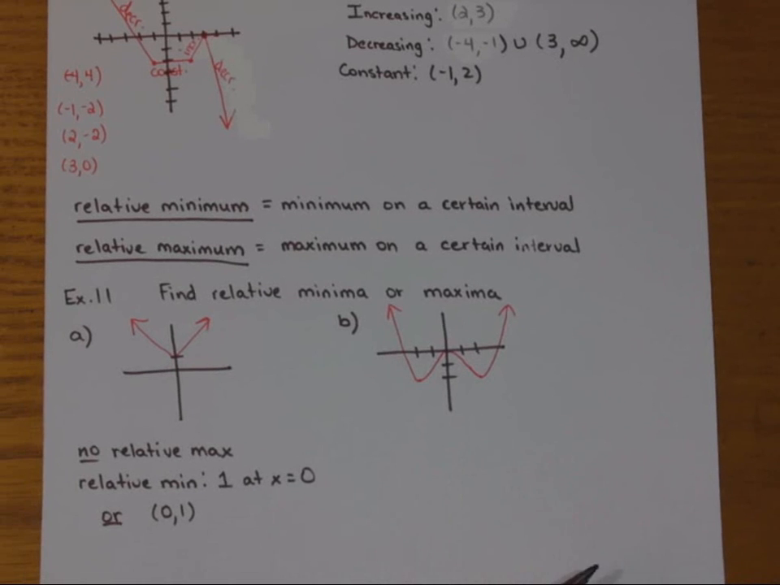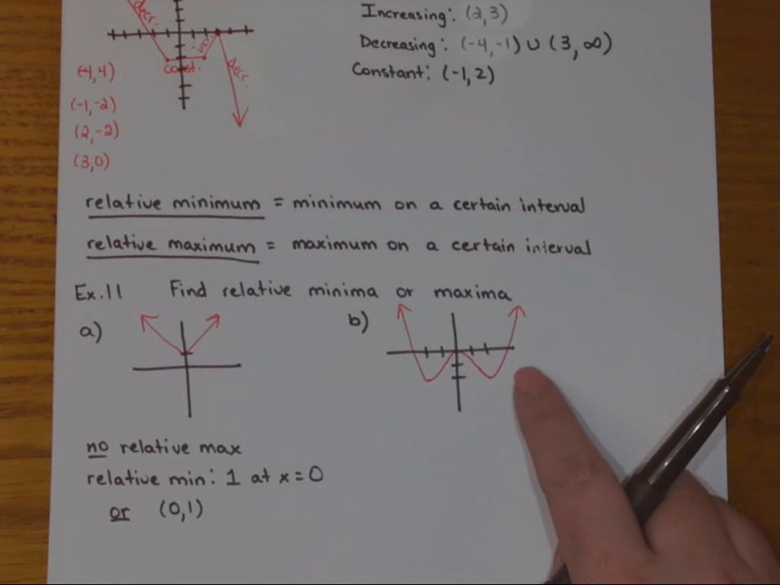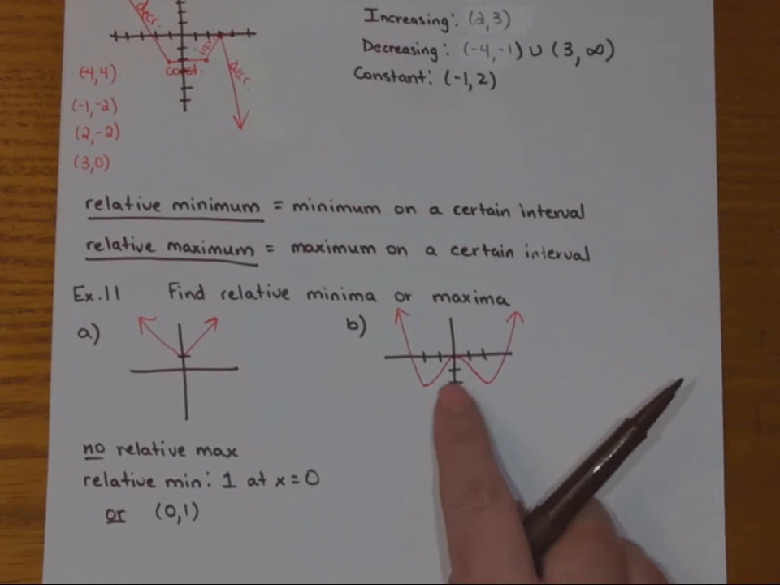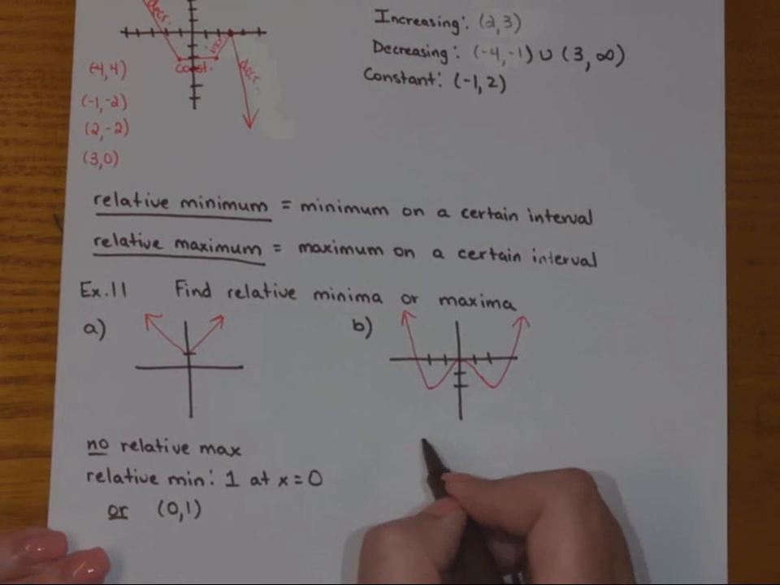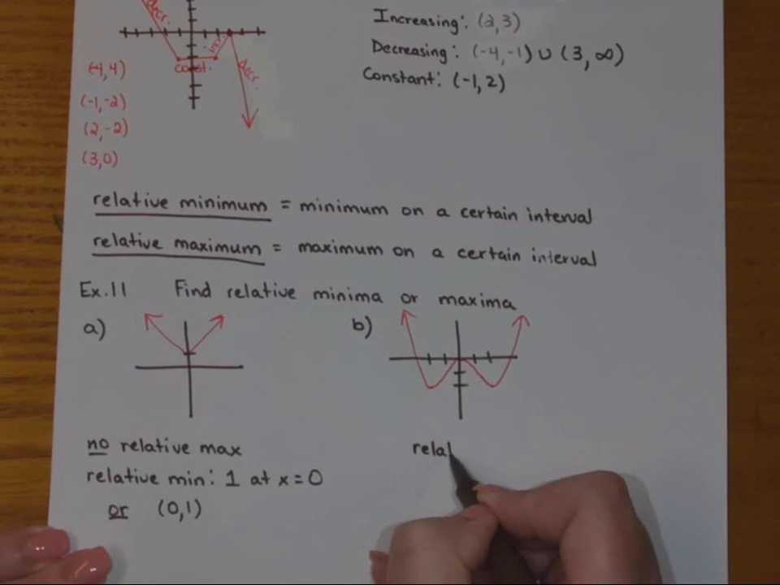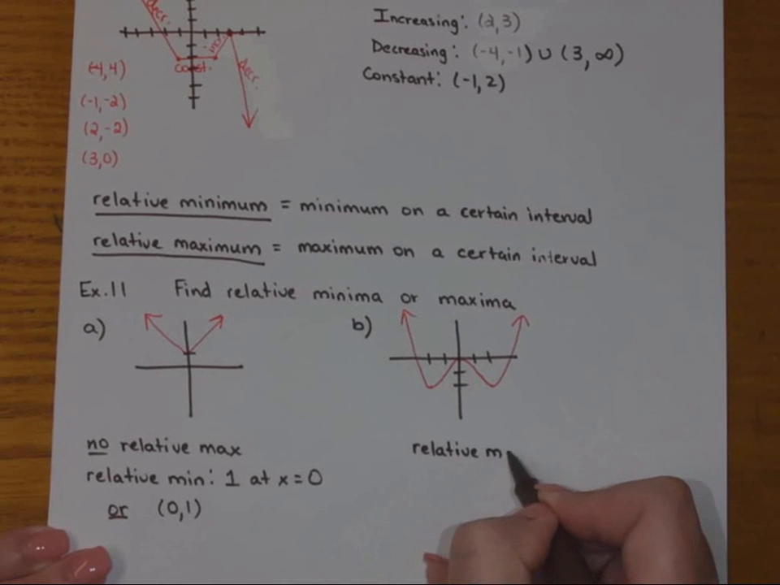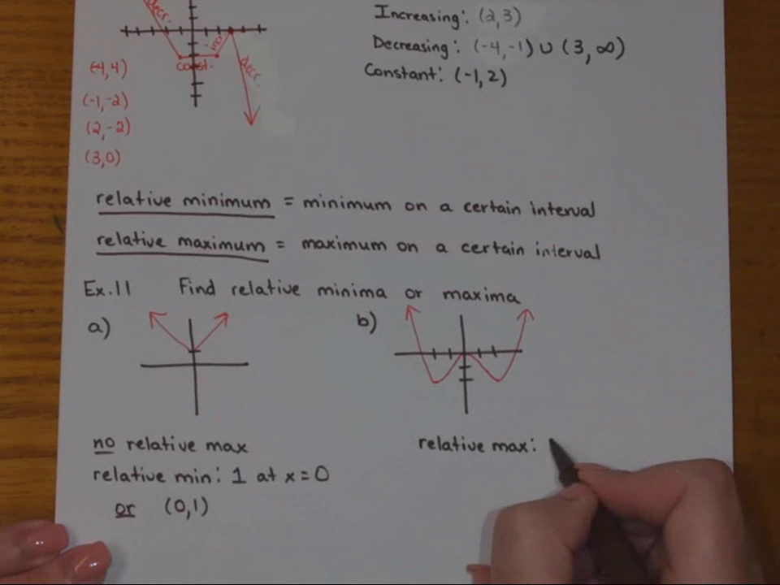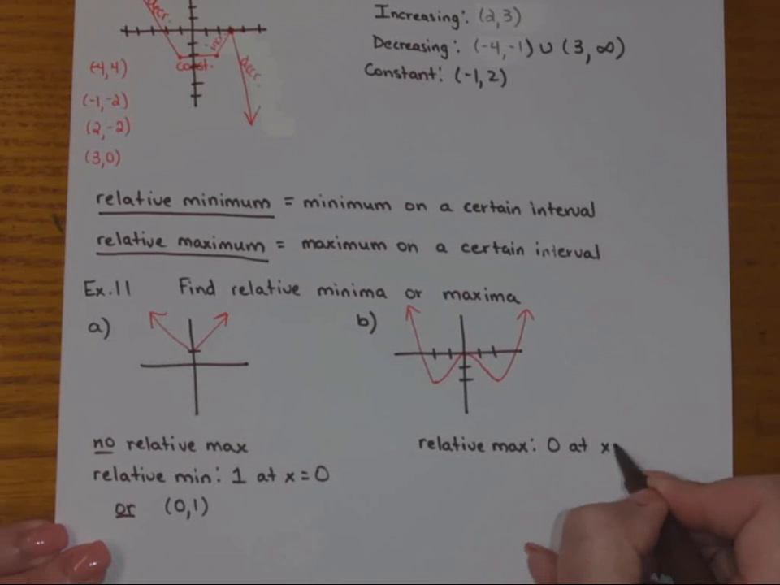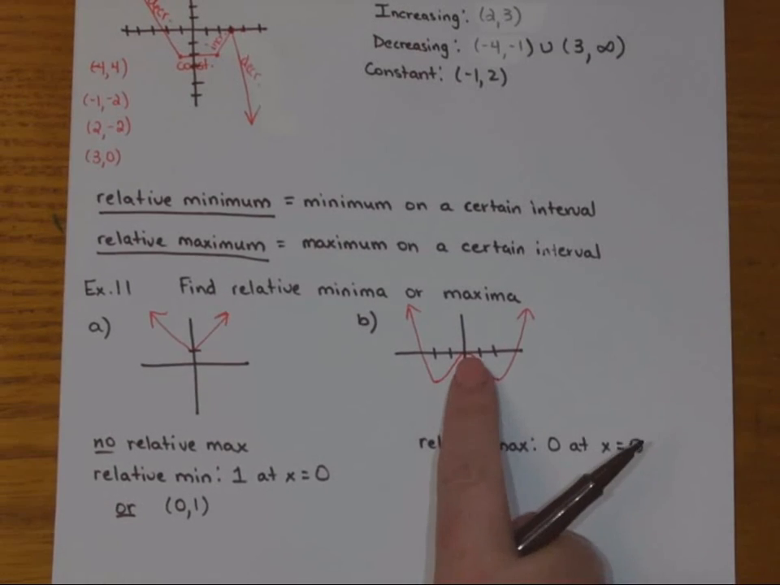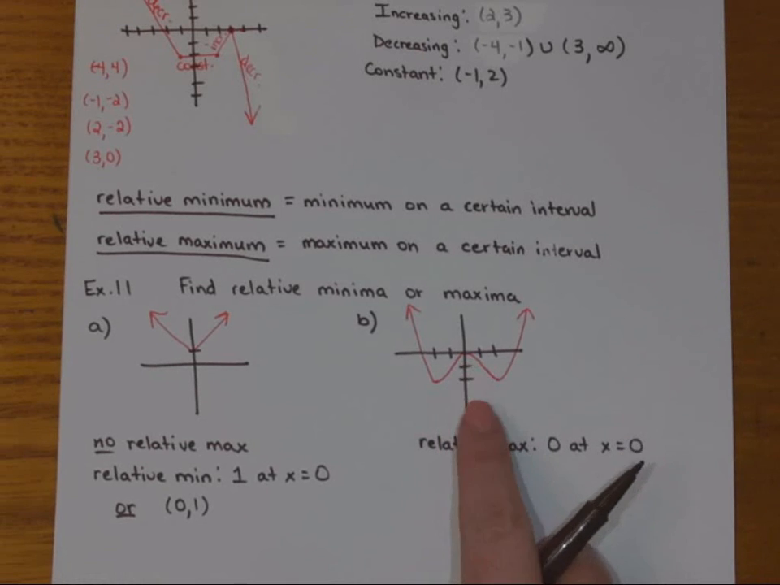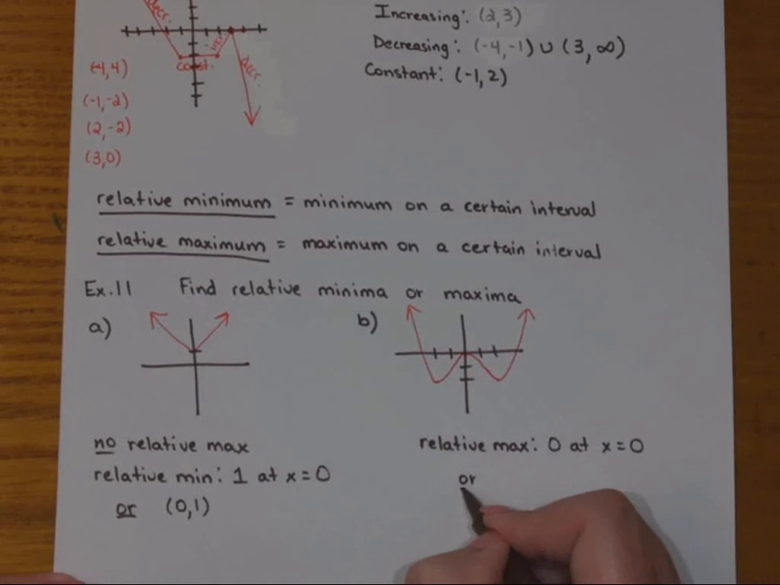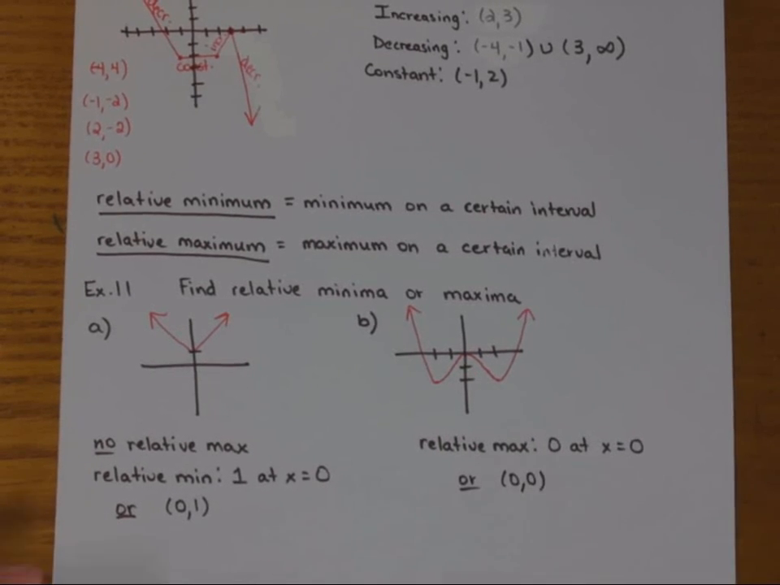Let's look at graph B. Notice we don't have an overall max, right? The graph goes up in both directions. But what if we just looked at the center of the graph? I think we have a relative max. So we would say the relative max is 0 at x equals 0. In other words, the height is 0, but it's also at x equals 0. Or if you wanted to list it as a point, you could say (0, 0).